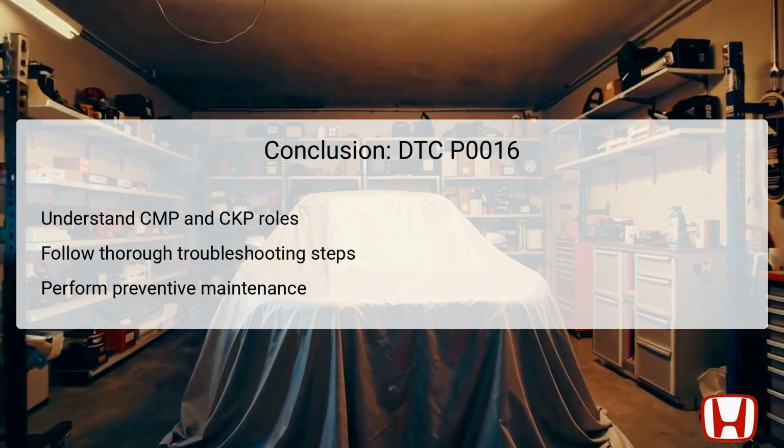in the future. In conclusion, understanding the roles of the camshaft position, CMP, sensor A, and the crankshaft position, CKP, sensor, is essential when dealing with DTC P0016. This code indicates a timing correlation problem that can significantly affect vehicle performance if left unaddressed. Following the outlined troubleshooting steps is crucial for accurately diagnosing and remedying the issue.